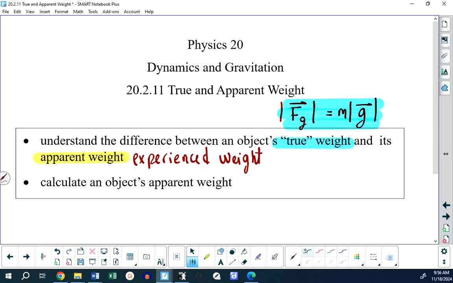If somehow, who's the Greek god who could move the earth? Zeus, maybe. Got under the earth and accelerated the earth upward, I would feel more force against my feet, wouldn't I? Well, that experienced weight really then is the following. It's the applied force upward. That's what apparent weight is. It's the force that I experience against my feet, which is the force that something is pushing upwards on my feet with.